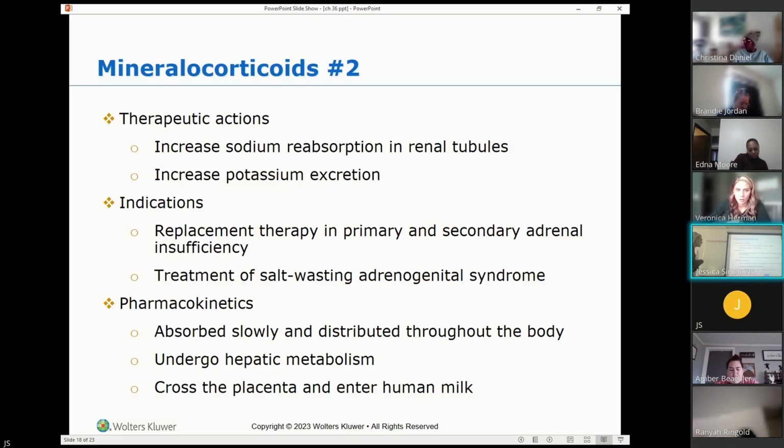These are absorbed slowly, distributed throughout the body, undergo hepatic metabolism, and cross the placenta and enter human milk. So we do not want to give these to pregnant and lactating women. And we also want to be careful with severe liver disease.